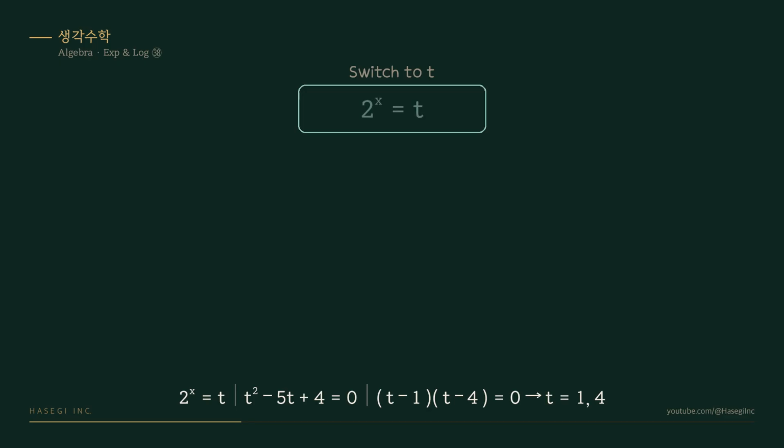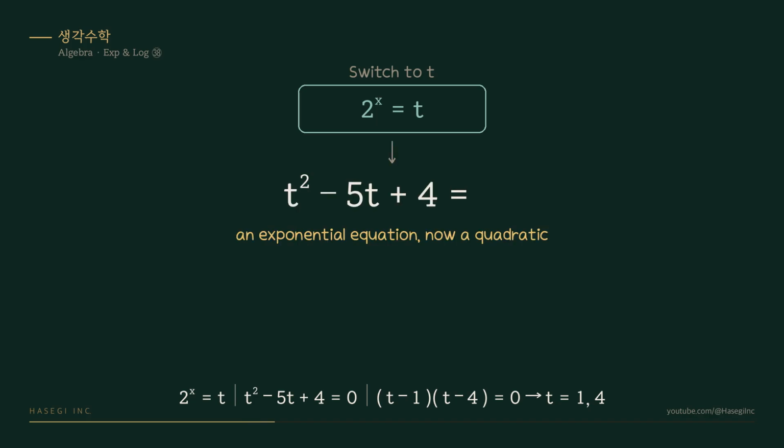So let us give 2 to the x a name. Call it t. Then 4 to the x becomes the square of t, and the equation reads t squared minus 5t plus 4 equals 0. The exponential equation has turned into an ordinary quadratic.